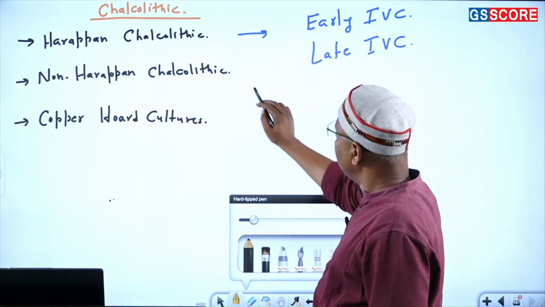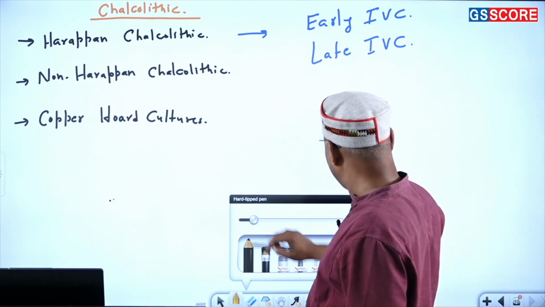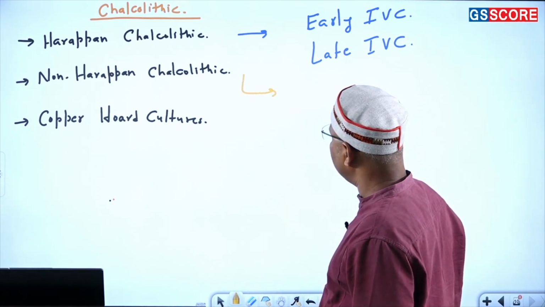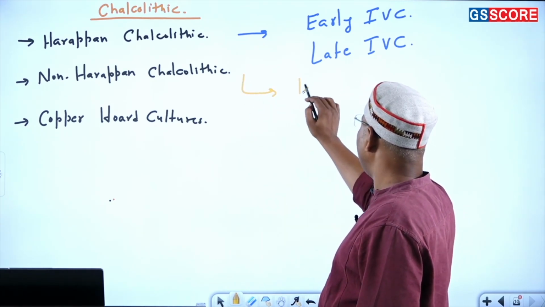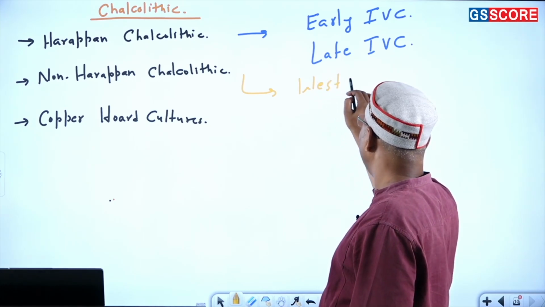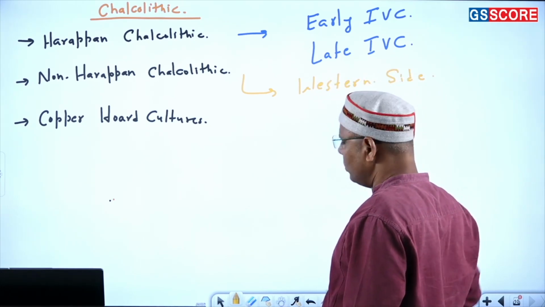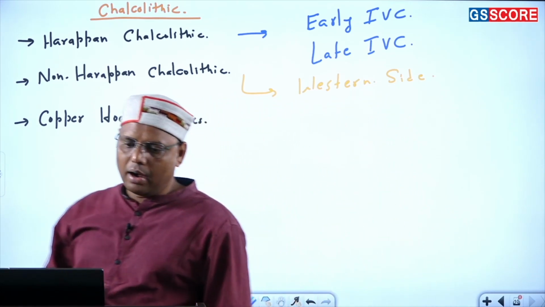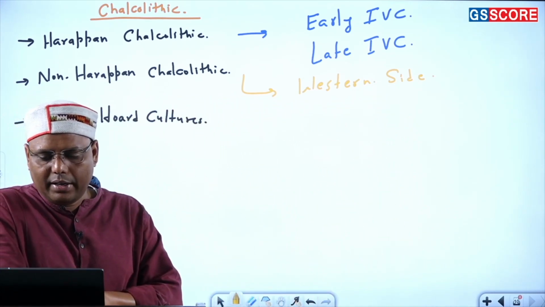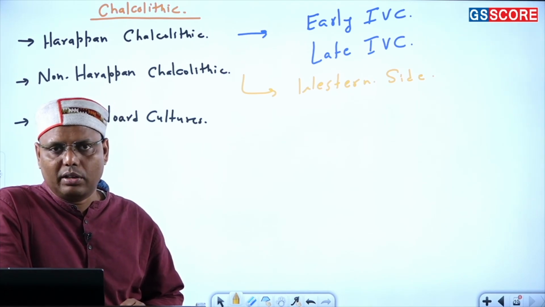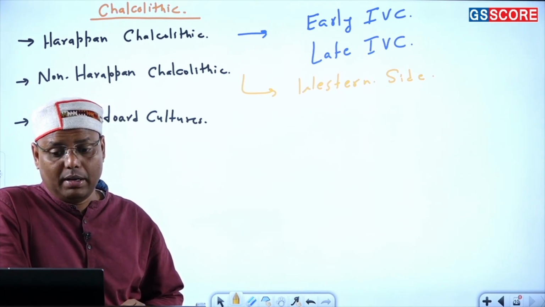Now this is the Harappan Chalcolithic, non-Harappan Chalcolithic. So when it comes to the non-Harappan Chalcolithic, what are the specific features of the non-Harappan Chalcolithic? So that you find in the western side of India. I have already told you that they are mostly present in Gujarat, Maharashtra, and Rajasthan. Fine.